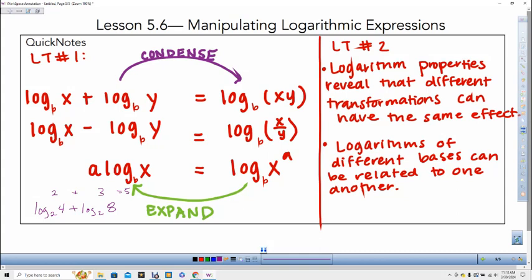Now, if we didn't do that, if we condensed them first and then evaluated, since we're adding here, we're going to multiply the bases. So what we'd end up with is log base 2 of 4 times 8, which is log base 2 of 32, which the answer is 5. So that's how this thing works.